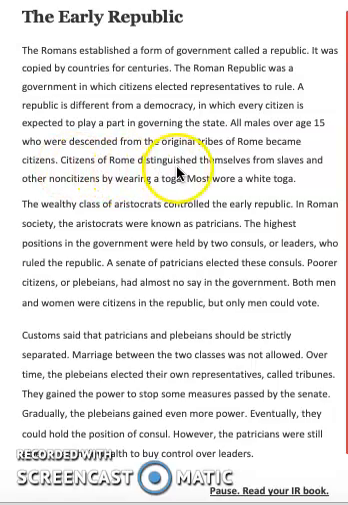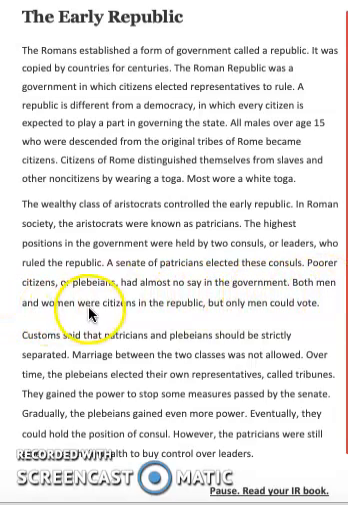Citizens of Rome distinguished themselves from slaves and other non-citizens by wearing a toga. Most wore a white toga. The wealthy class of aristocrats controlled the early republic. In Roman society, the aristocrats were known as patricians. The highest positions in the government were held by two consuls, or leaders, who ruled the republic. A senate of patricians elected these consuls. Poorer citizens, or plebeians, had almost no say in government.